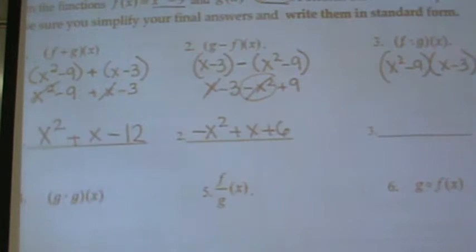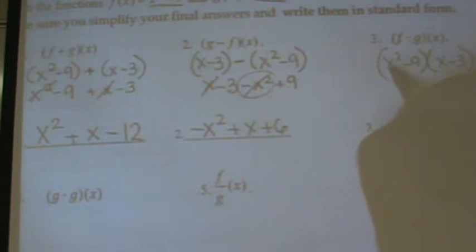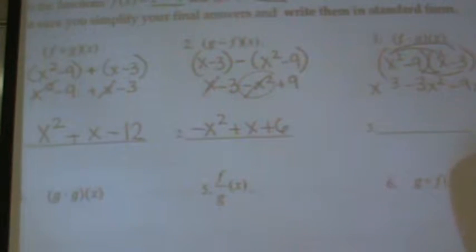Well, you should have learned, what do you do when you multiply? You have a binomial times a binomial. You have to distribute, FOIL. So x squared times x is what? X cubed. X squared times negative 3 is negative 3x squared. Negative 9 times x is negative 9x. And negative 9 times negative 3 is 27.